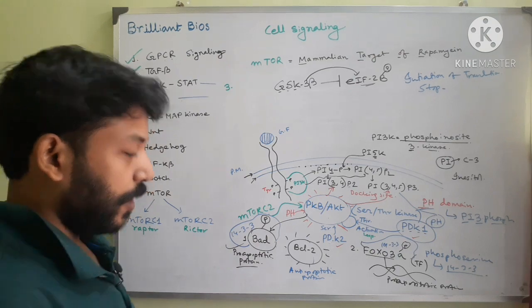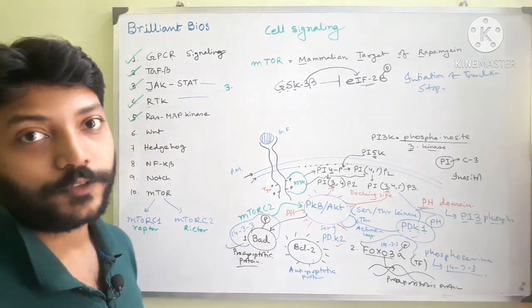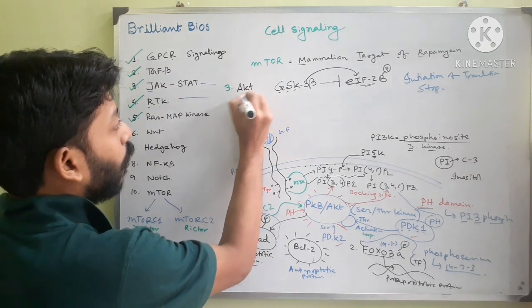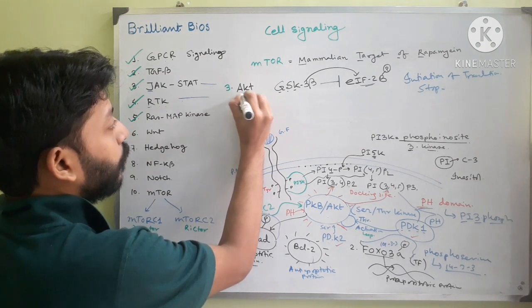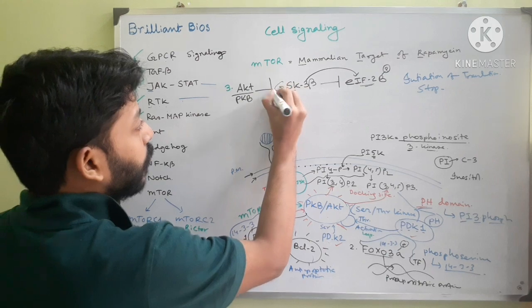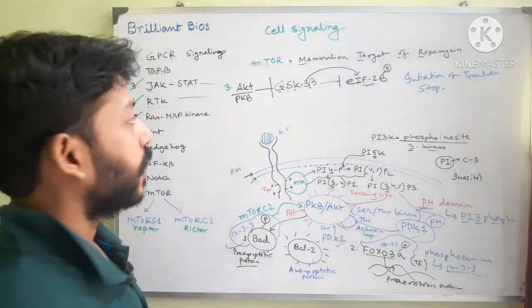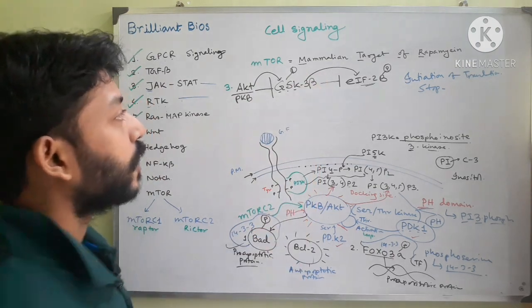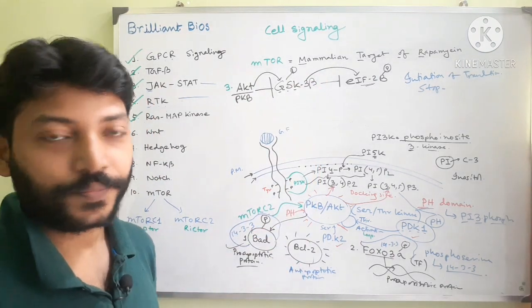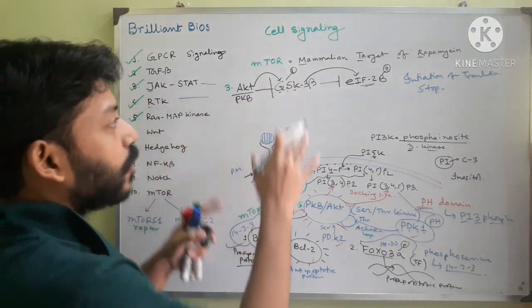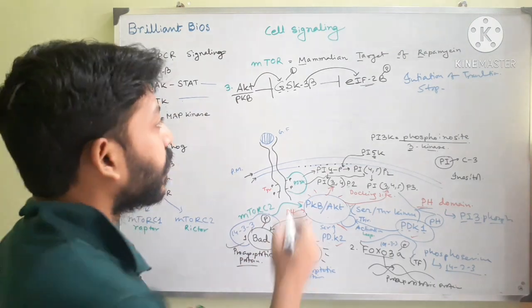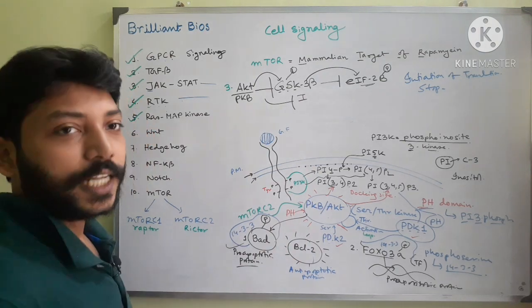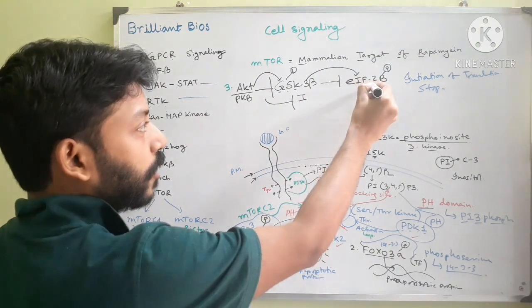Now PKB or AKT perform as the inhibitor of GSK3B. AKT or PKB, I am writing both, inhibit this inhibitor. That means it phosphorylates this protein, and when GSK3 gets phosphorylated, it cannot function. So you can see here the cell is following a circuit. It can inhibit the inhibitor. When the inhibitor gets inhibited, then it cannot inhibit the target protein.